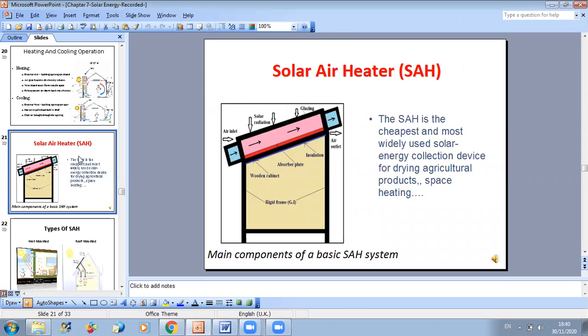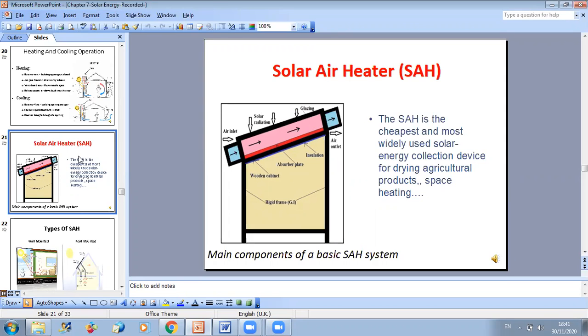Now, for the solar air heater, it's like a solar water heater, the same concept, okay? But instead of water as the fluid, we use air. In general, the benefit of this system is that the cost is very low. But as for efficiency, it's not very efficient, because the heat capacity of air is smaller than water. So the specific heat Cp of air is smaller than water, so the ability of air to store energy is lower.